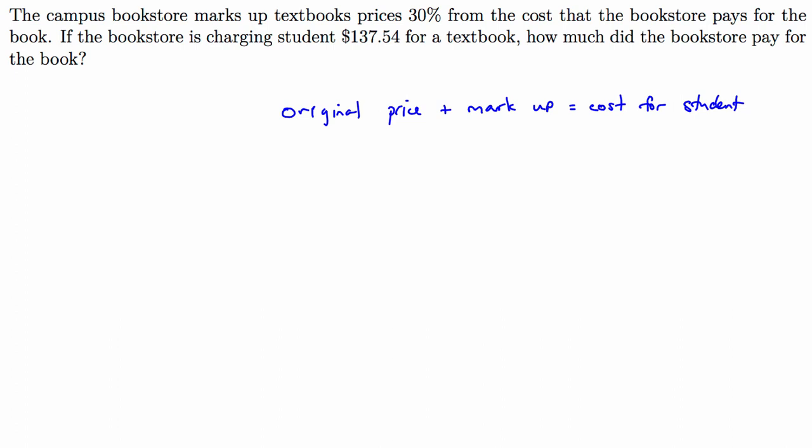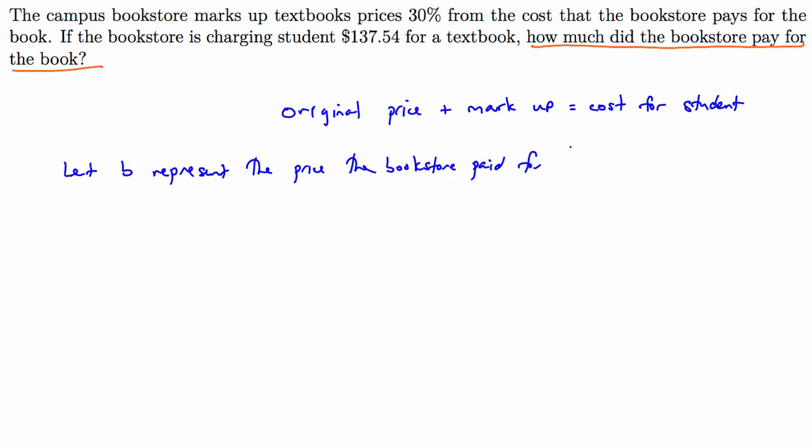We want to read through the problem one more time to clearly identify what the question is that we're trying to answer. As we read through it, we should start to notice the question begins with, how much? How much did the bookstore pay for the book? Since that is the question we're going to answer, that is what my variable is going to represent. I will use the variable b to represent the original price of the book that the bookstore paid. I will be sure to include the unit of dollars in this definition.